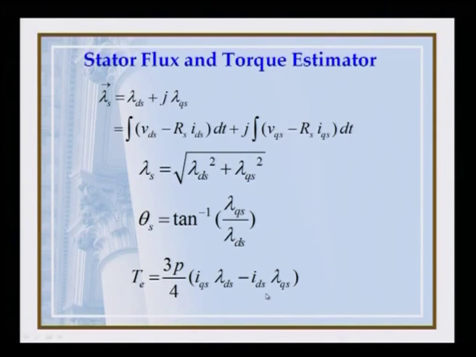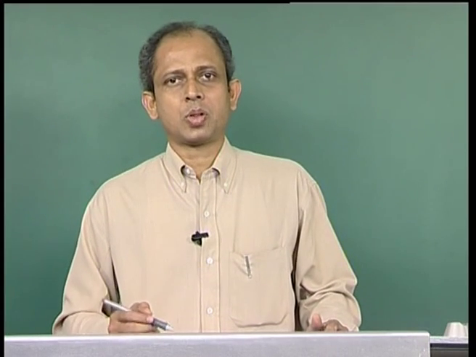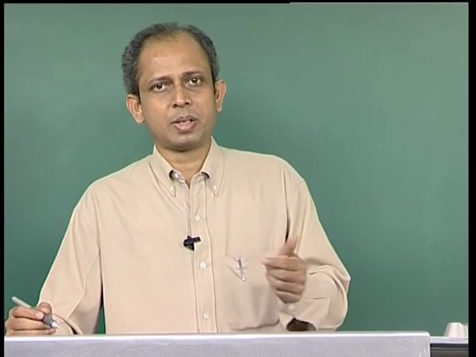So, we can find out the magnitude of the flux linkage, that is lambda s, also the magnitude of the torque. So, these are basically used for feeding back the values for control. We have a flux controller, we also have a torque controller. So, we compare the reference values with the actual values, and the actual values are estimated using the estimator. And from theta s we can find out in which sector the flux vector is lying.